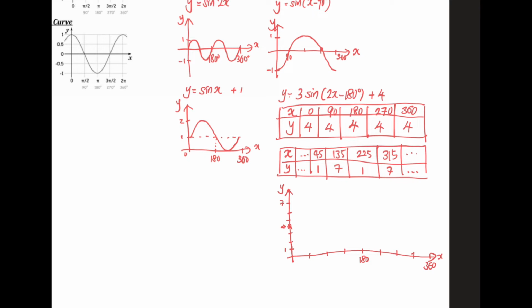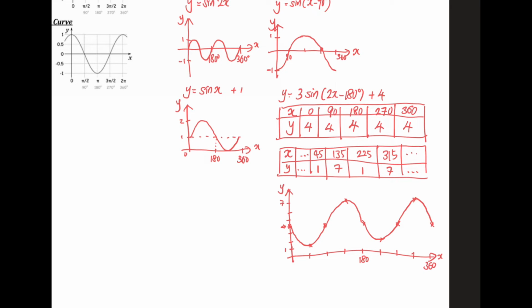Then at 45 we get 1. Then 90. At 135 we get 7. At 180 we get 4. At 225 we get 1. At 270 we get 4. And we get 7. Then we get 4. We draw the graph. So here is where we get the graph.